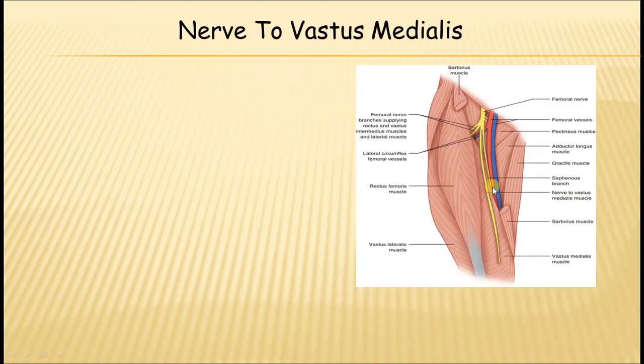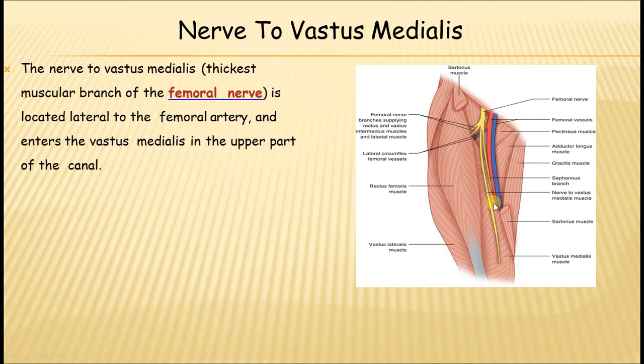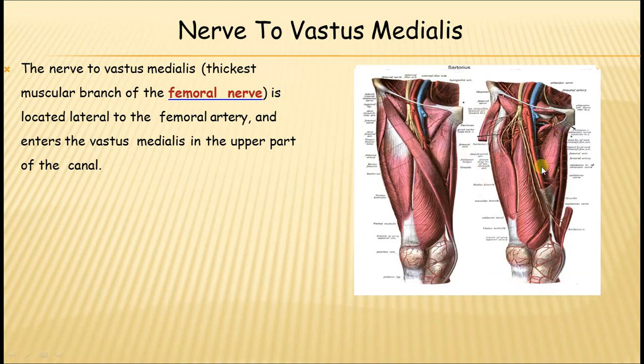Then the next content is the nerve to vastus medialis. As I told you, it is one of the thickest branches of the femoral nerve. It is located somewhat lateral to the femoral artery and enters the vastus medialis in the upper part of the canal. Nerve to vastus medialis supplies the vastus medialis muscle, and it also gives an articular branch to the knee joint. So that is the nerve to vastus medialis, which is present somewhat lateral to the femoral artery.